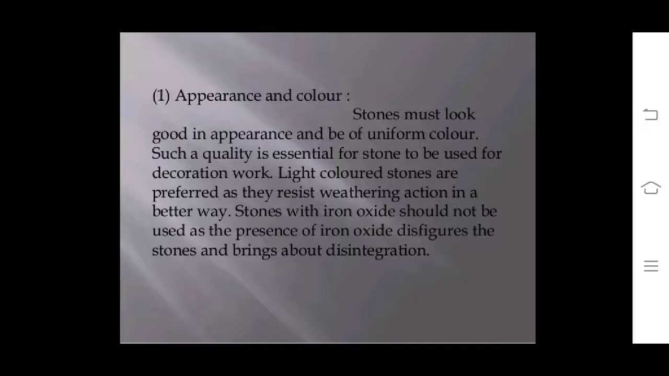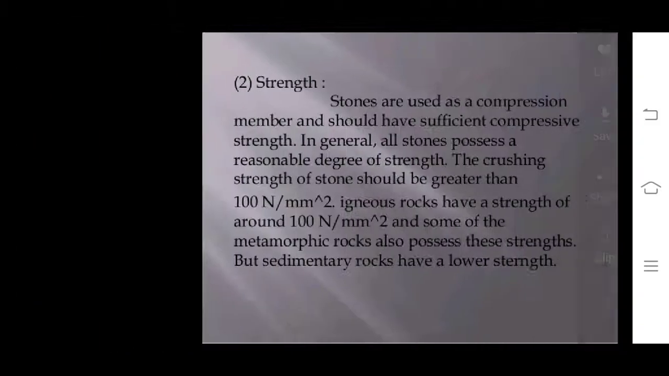Appearance and color is the basic property. Stone must look good in appearance and be of uniform color. Such a quality is essential for stone to be used for decorative purposes. Light colored stones are preferred as they resist weathering action in a better way. Stones with iron oxide should not be used, as the presence of iron oxide disfigures the stones and brings about disintegration.